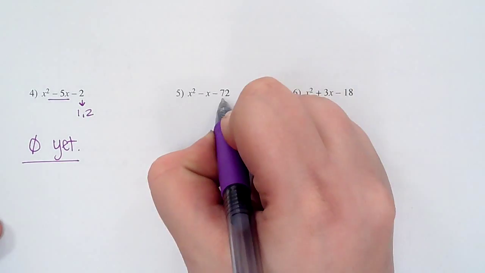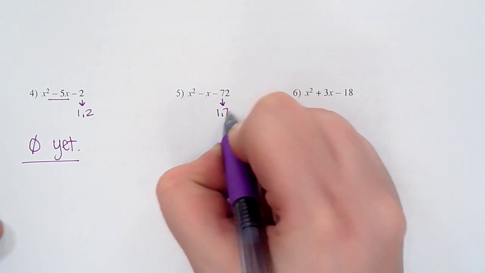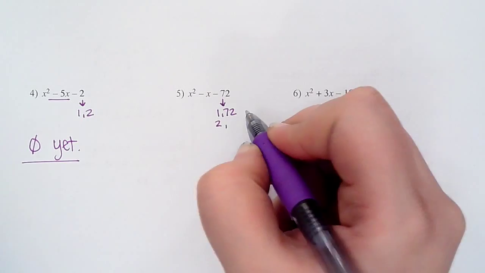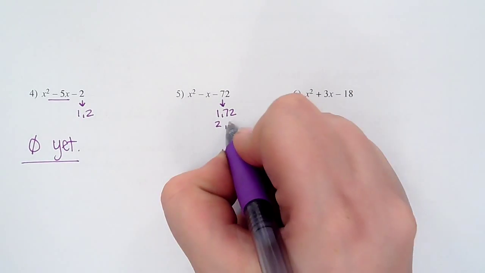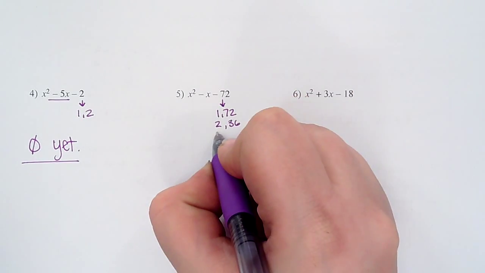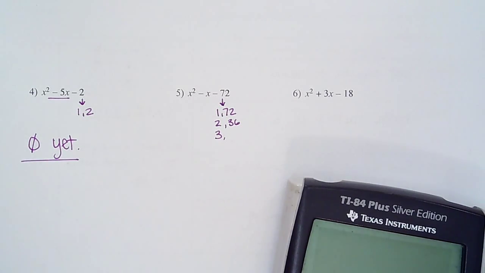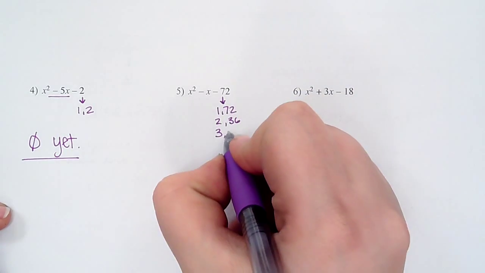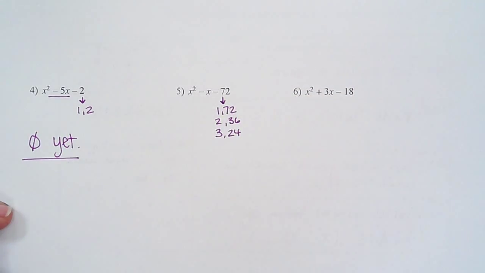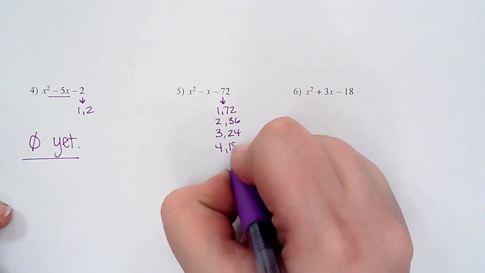All right, next one. What multiplies to 72? We have 1 and 72. We have 2 and 36. I believe we have 3. Let me double check that on my calculator. So 72 divided by 3, we do. It's 24. What else do we have? Does 72 divide by 4 nicely? It does. 4 and 18.